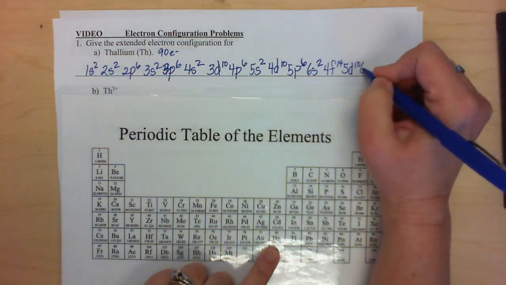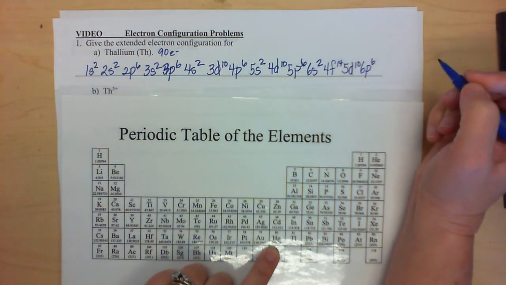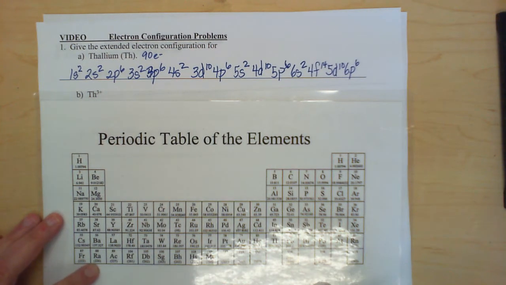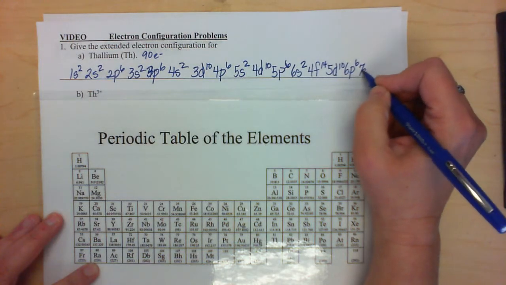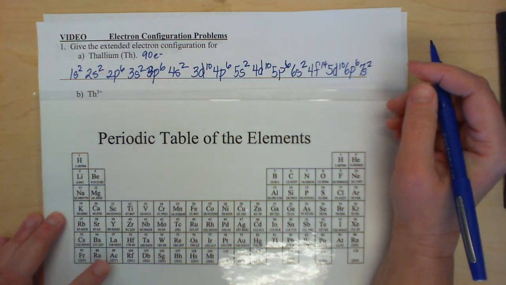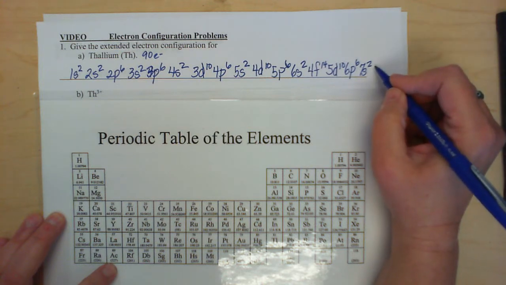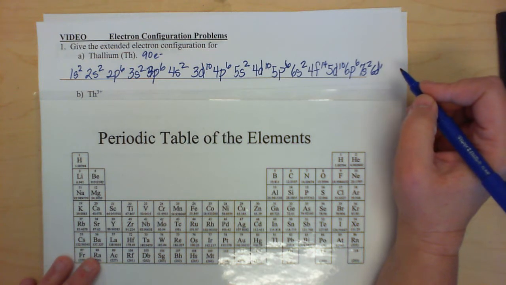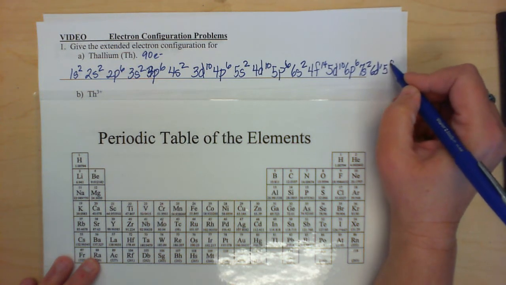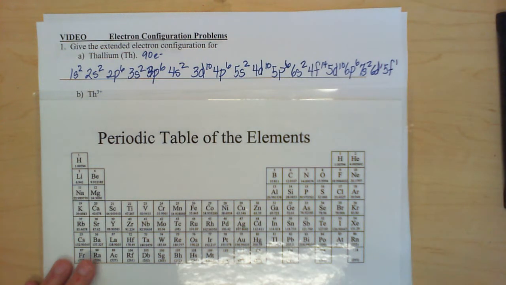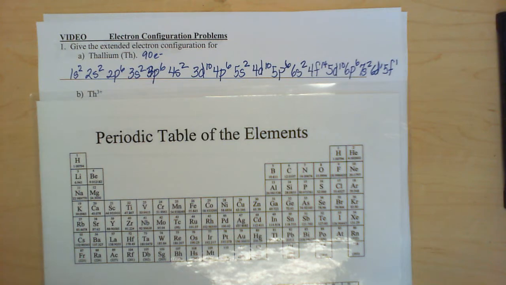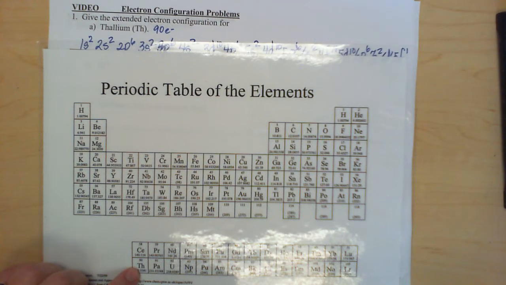Okay, then we're back to the 6p6. Okay, brings us down here to 87 and 88, which is 7s2. Okay, brings us to the actinides, which is 6d1, and then down into the 5f1. So we went all the way from hydrogen through to thorium, which is down here on our periodic table.